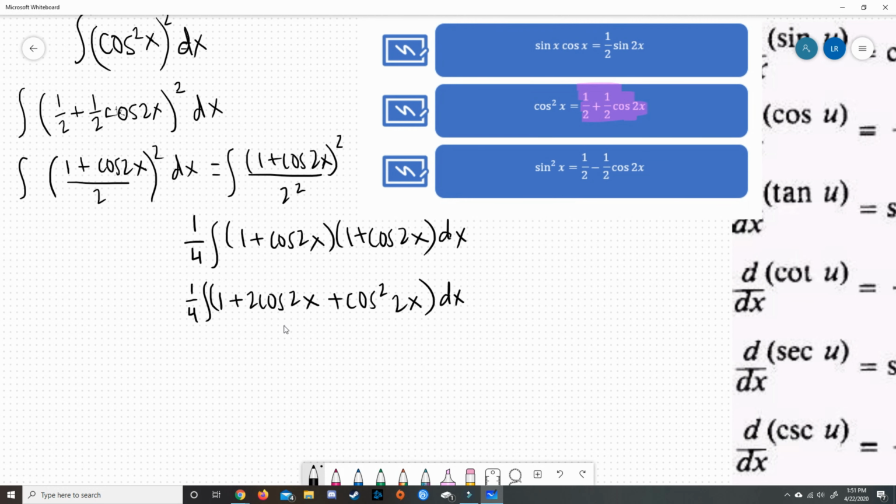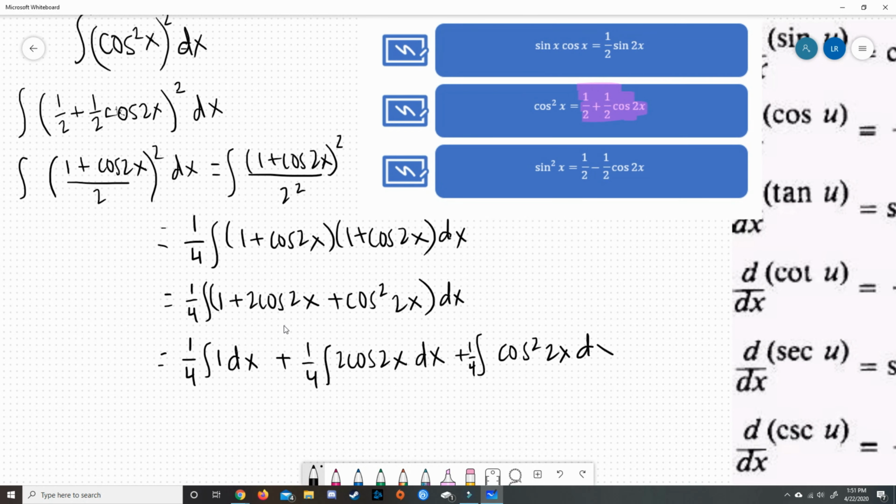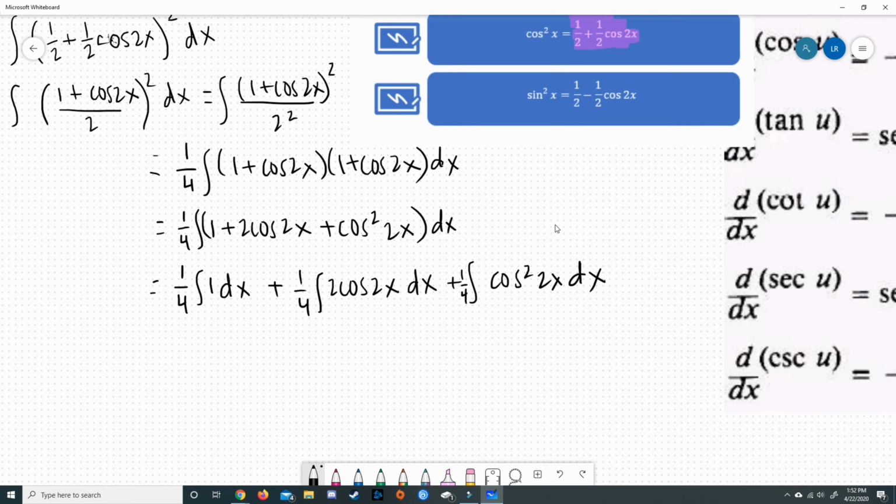So now let's break this up into 3 separate integrals. I still haven't done anything that makes this equation not equivalent to the first thing, so this is all allowed. I haven't broken any math laws. Now I have expanded this into 3 different integrals: 1, 2 cosine of 2x, and cosine squared of 2x.